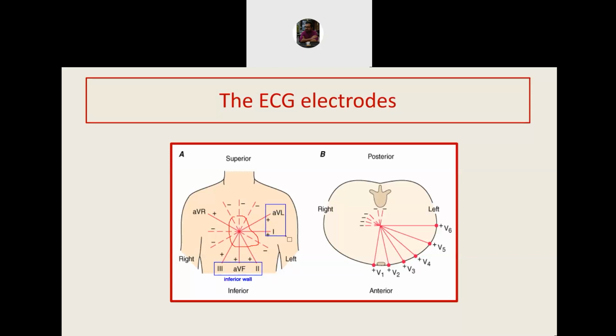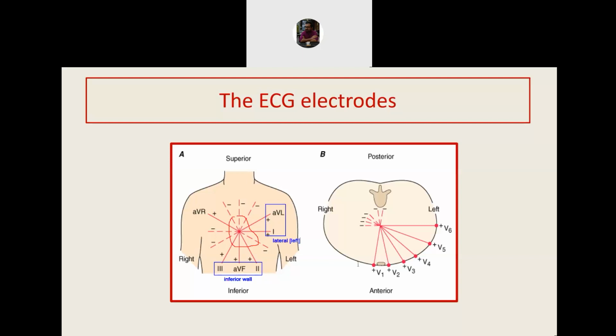Lead 1 and AVL look at the left ventricle, that is the left lateral part or anterolateral part of the heart. AVR is on the right shoulder. So what AVR is looking at is how the electricity is going away. So AVR looks at the heart from the top.